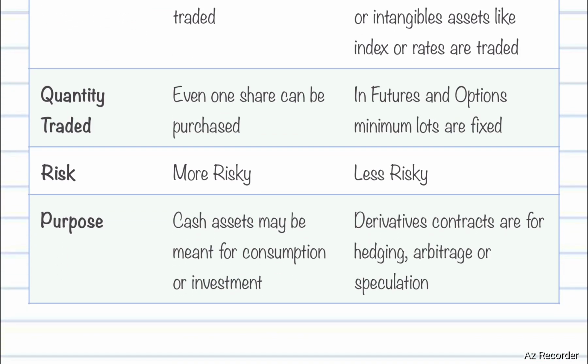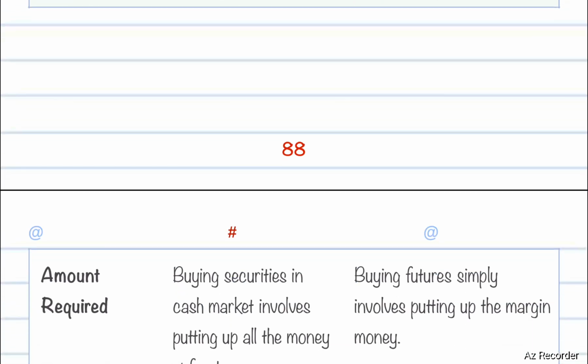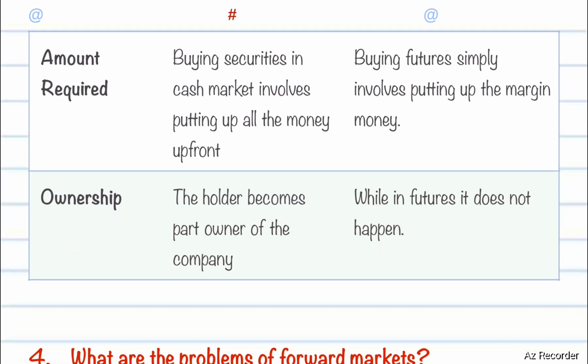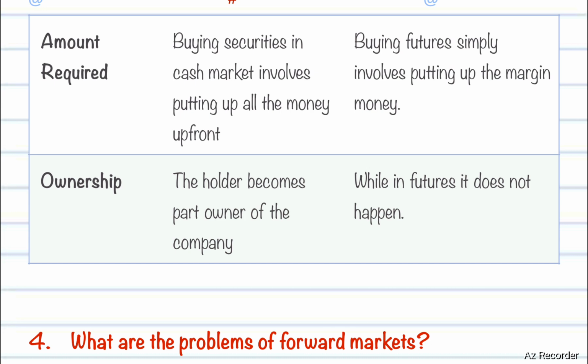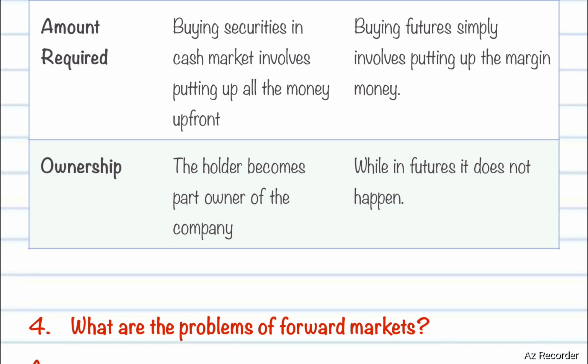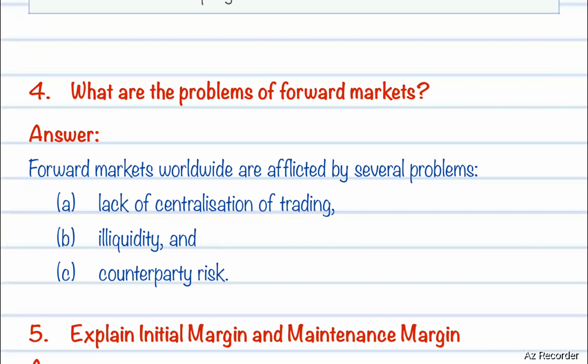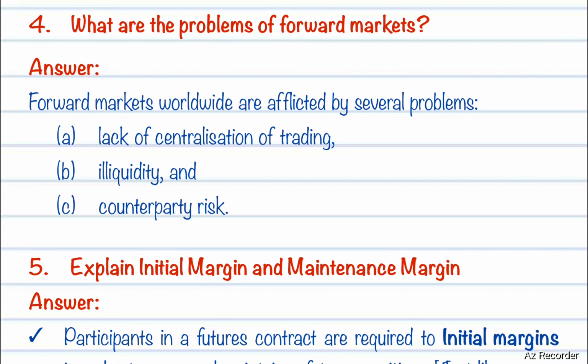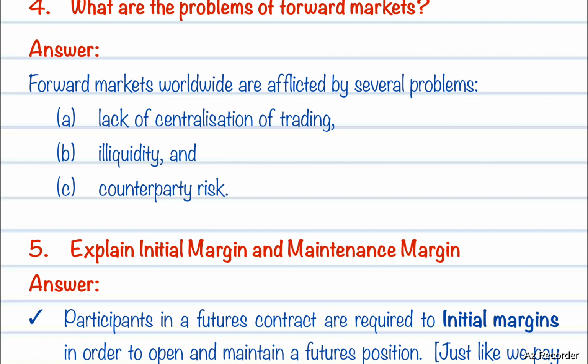Purpose. Cash assets may be meant for consumption or investment. Derivative contracts are for hedging, arbitrage, or speculation. Amount required. Buying securities in cash market involves putting up all the money upfront. Buying futures simply involves putting up the margin money. Ownership. The holder becomes part owner of the company, while in futures it does not happen. What are the problems of forward markets? Forward markets worldwide are afflicted by several problems: lack of centralization of trading, illiquidity, and counterparty risk.